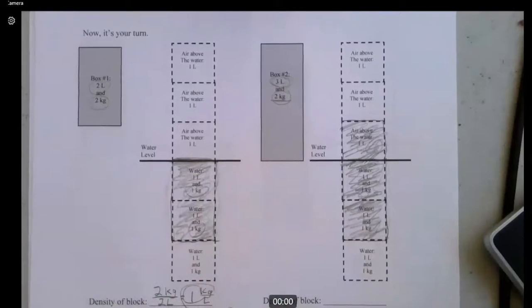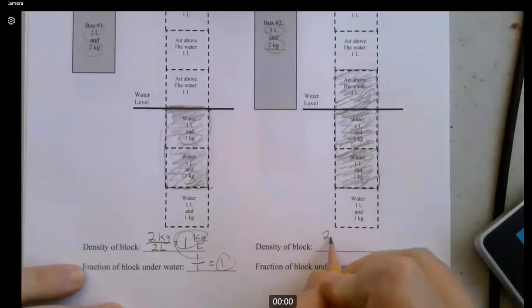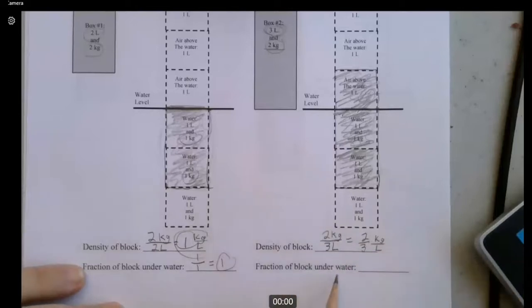So that's how this box would sit in the water if it's 3 liters volume and 2 kilograms of mass. So let's calculate the density down here. The density is 2 kilograms of mass crowded into 3 liters of volume, which equals 2/3 kilogram per liter. Now, what fraction of the block is underwater?